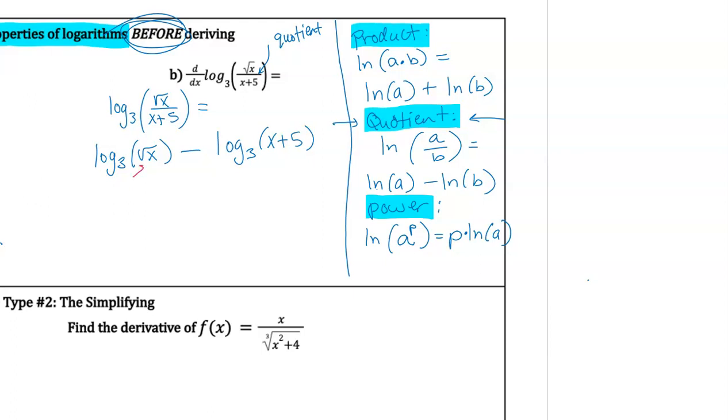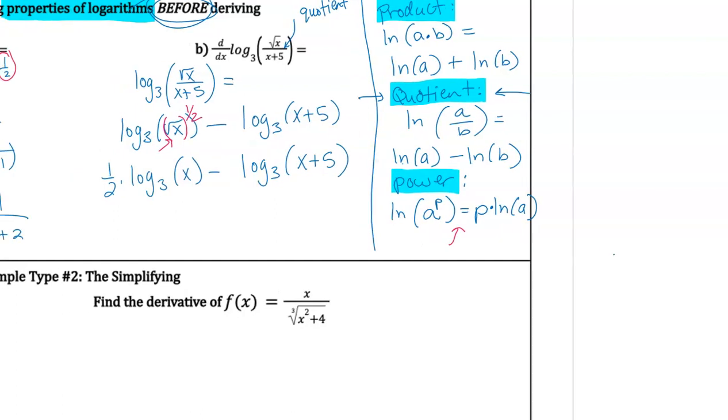Additionally, I notice I have a square root right here that I could use the power property to help me with. I could rethink of this square root as a 1/2 power. So I'm reimagining it as a fractional exponent. And then I can use this power property to make that a coefficient. So now what I've been able to do is change this chain rule / quotient rule problem into a chain rule / constant multiple and difference rule, which is much, much simpler.